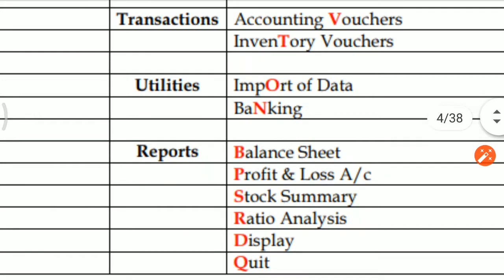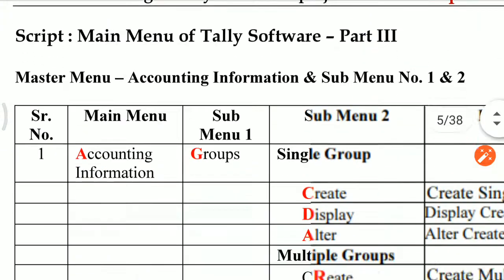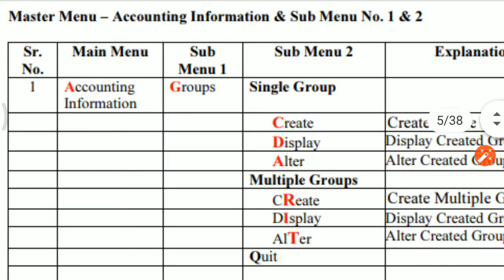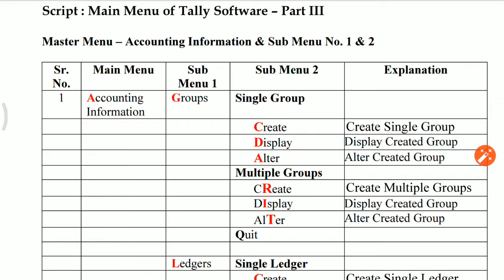Now we'll first understand the master setup of account information. Please understand, for any software in the world, master setup is important. Generally, in the case of international software, master setup will be done by the IT department or an expert person who has knowledge of this software. First one is account information.